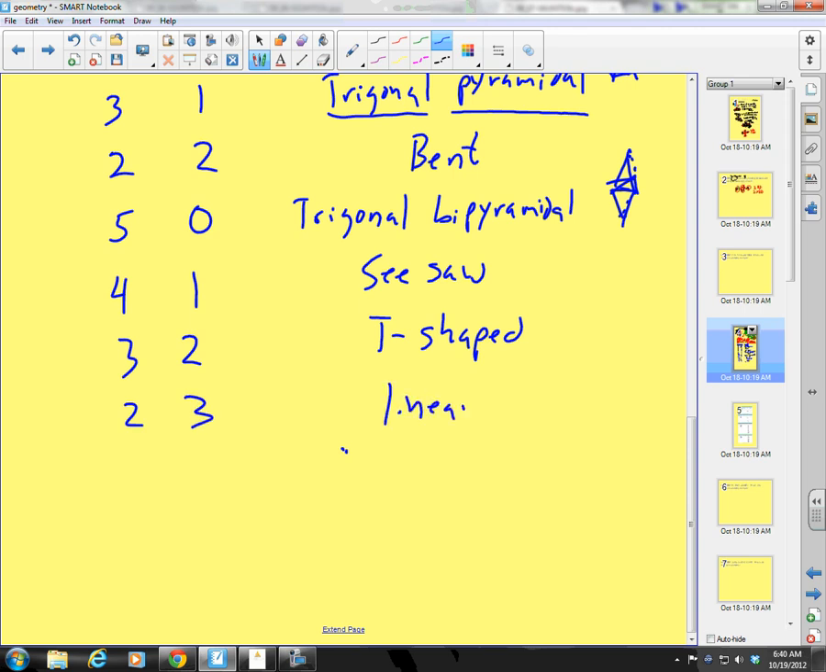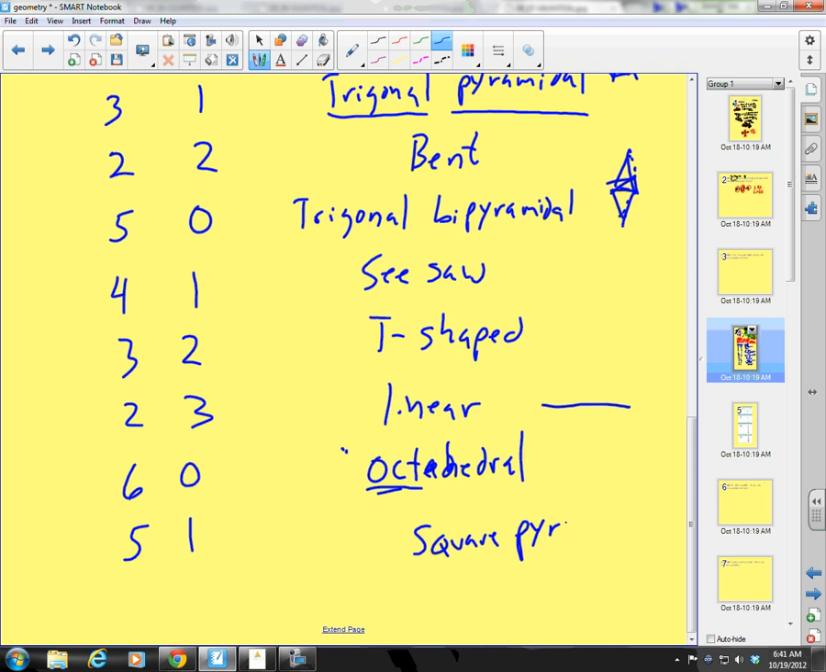Oh, thank goodness. I can draw a linear. 6, 0. Octahedral. How about octahedral? There we go. Octahedral. 8 sides, right, with a square base. 5, 1. Square pyramidal. And finally, 4, 2. And this is what we call square planar.